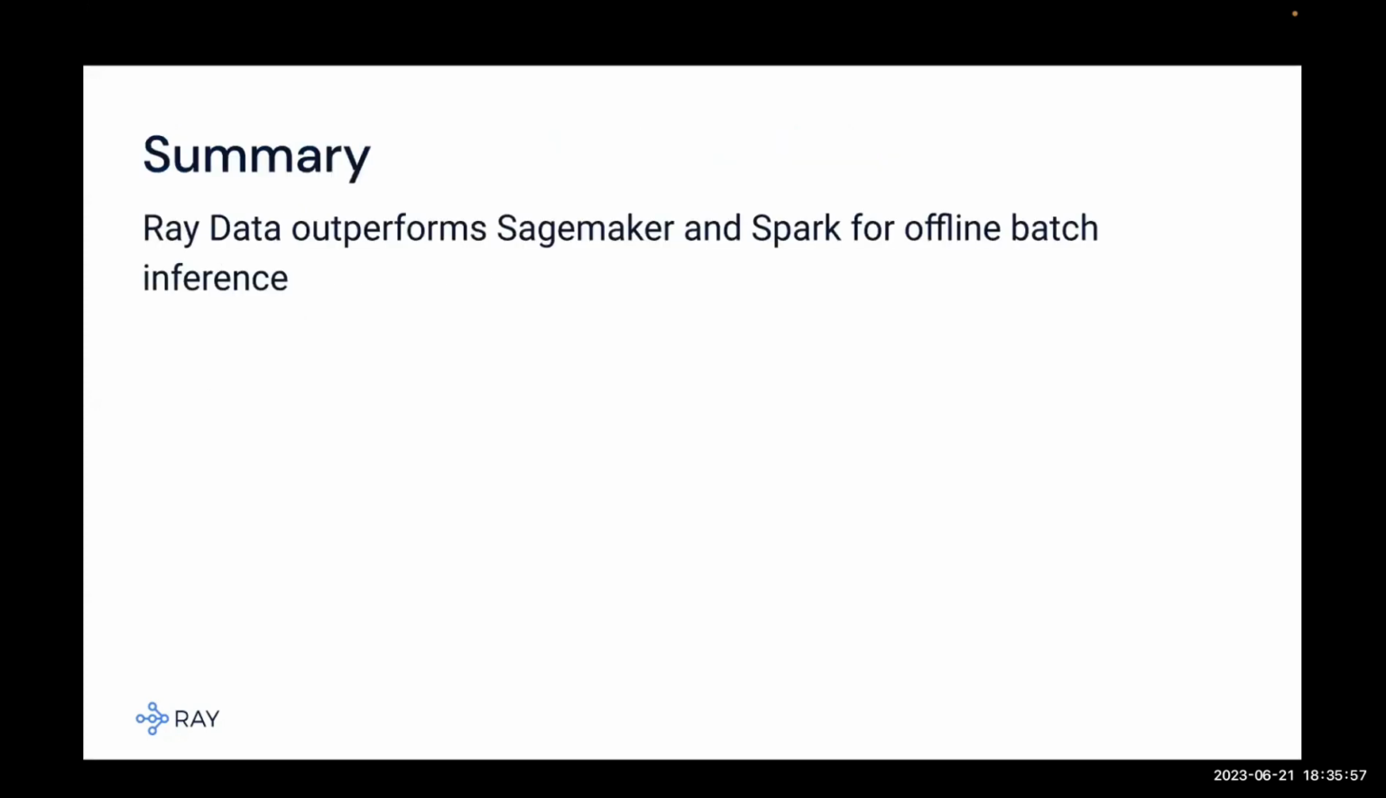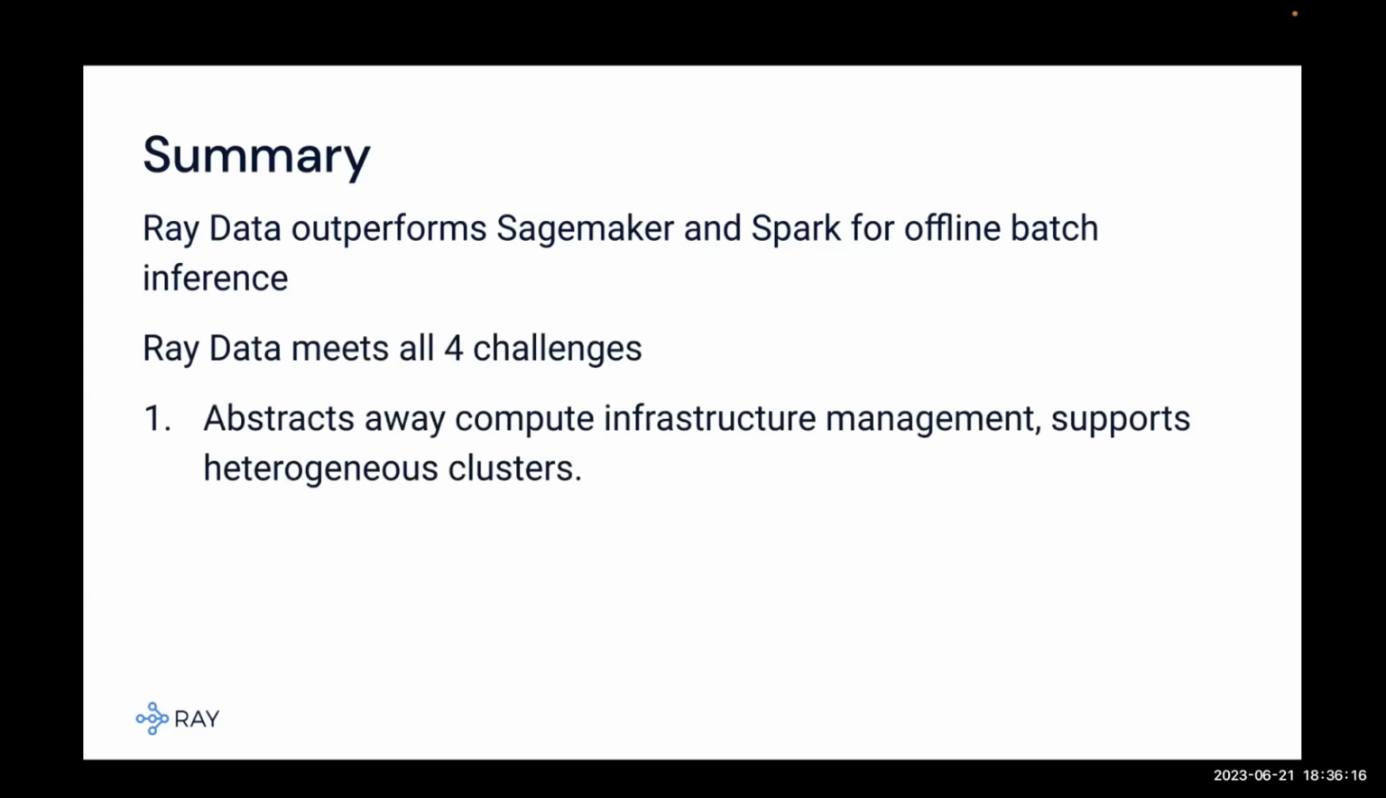So just to summarize, we see that Ray Data outperforms SageMaker and Spark for offline batch inference, and overall that using these types of data processing frameworks is better for this batch inference workload than online inference solutions or trying to roll something out yourself. And Ray Data meets all 4 challenges, right?